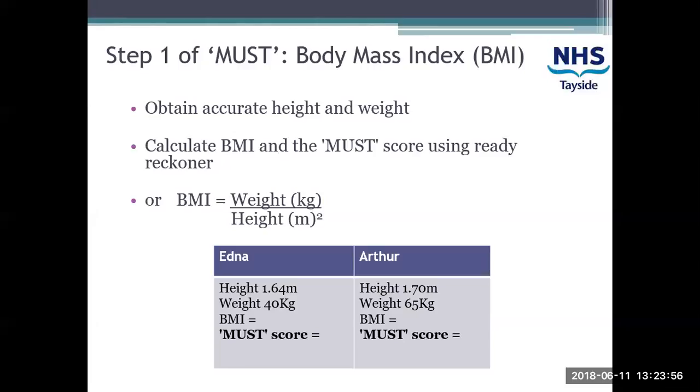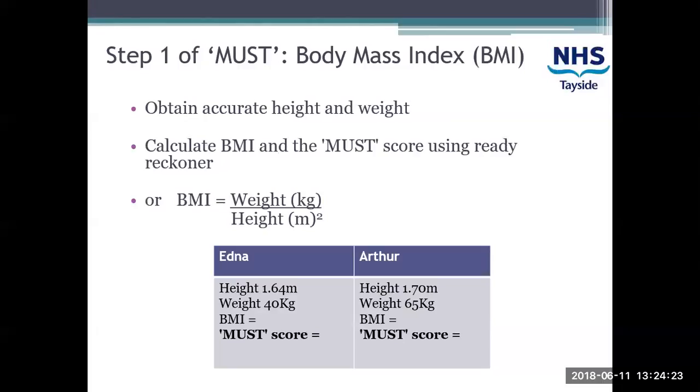So you might have seen this chart before. This is quite a helpful way of calculating the MUST score without having to do that calculation, because if you're not used to using maths and doing that calculation, it can be quite tricky. So this chart is quite useful for just a quick go-to. As I say, this is in most MUST management guidelines, and also can be found on the website.